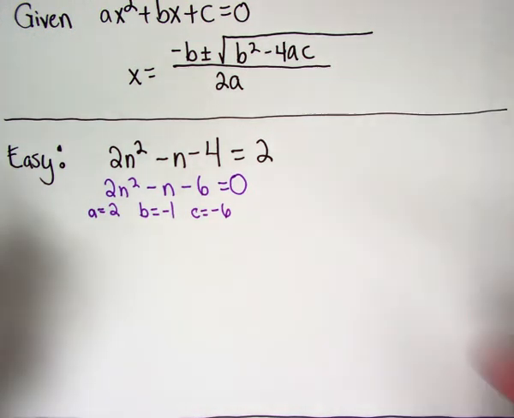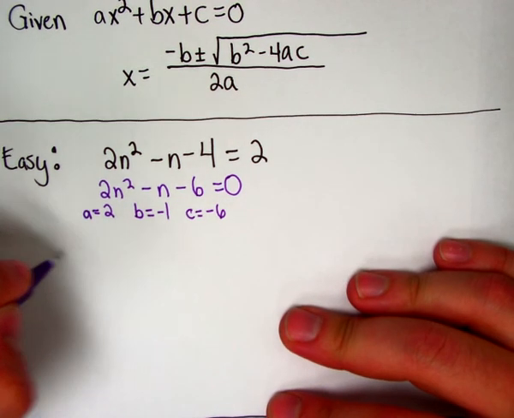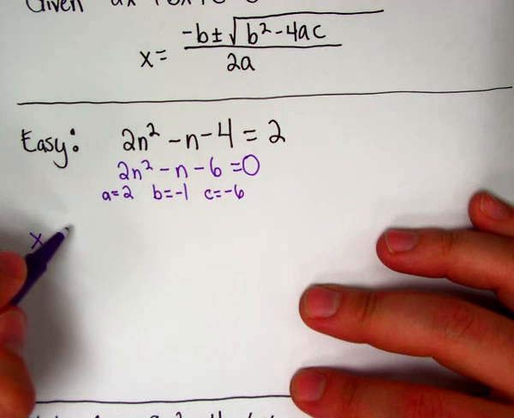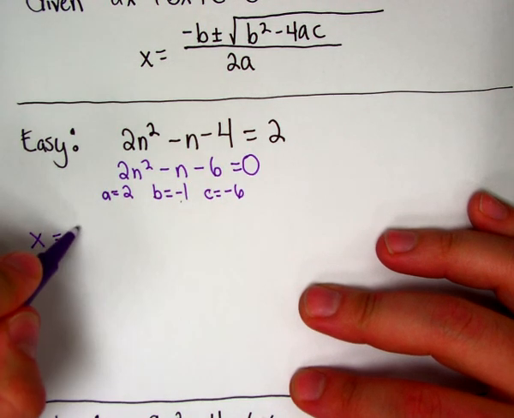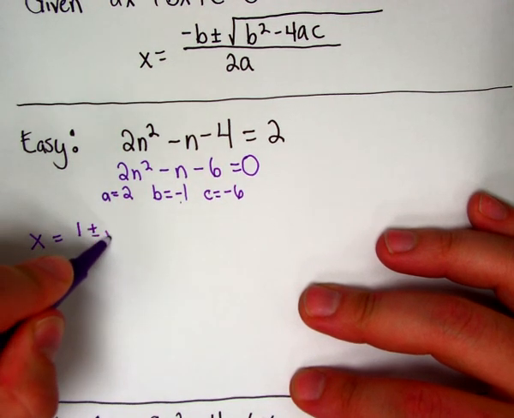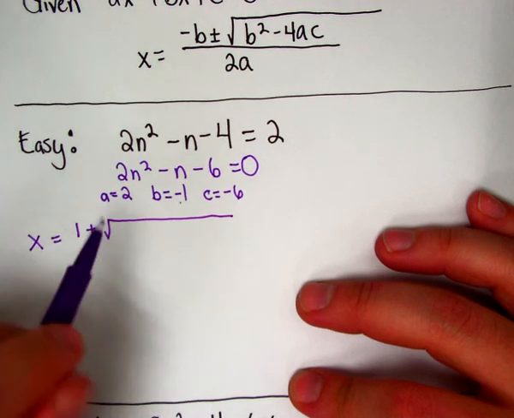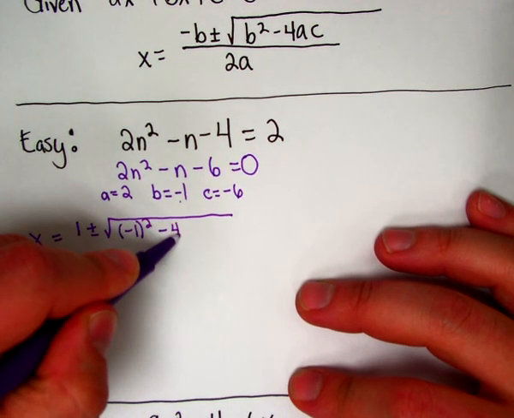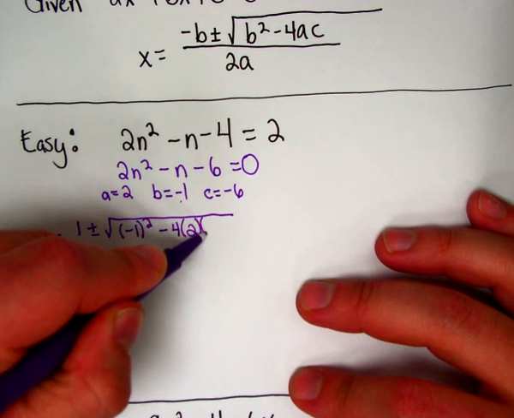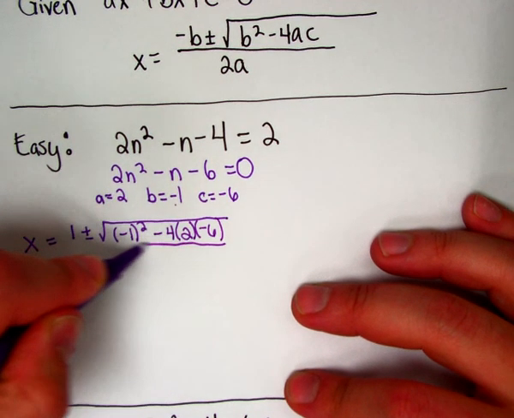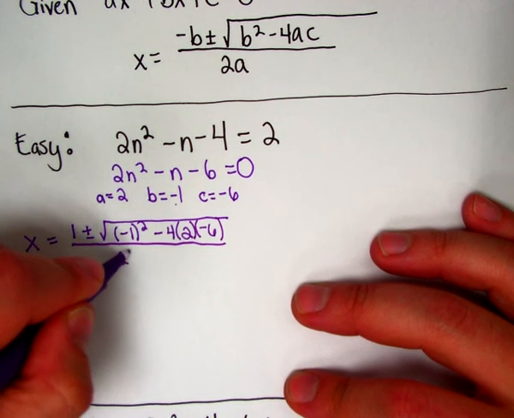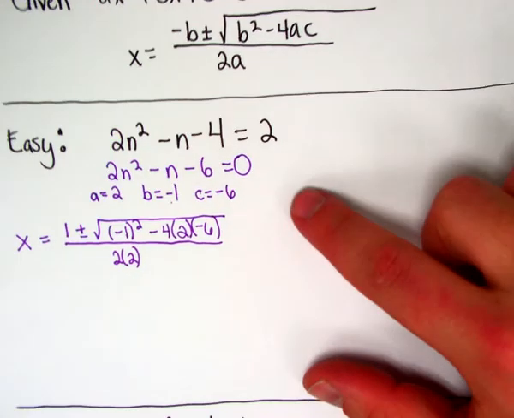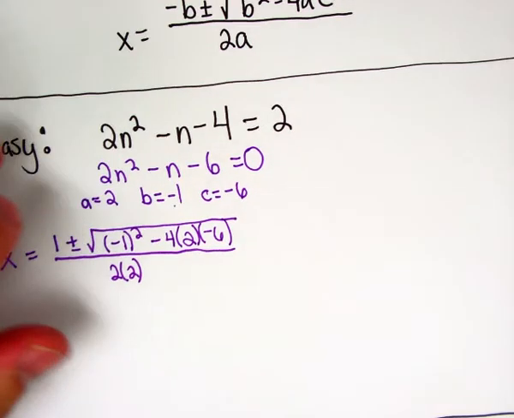Use these values within our quadratic formula. So starting off, we're going to have x equals opposite of b. Since b is negative 1, we're going to have positive 1 plus or minus the square root of b squared, which is going to be negative 1 squared, minus 4 times a times c all over 2 times a, which is 2 times 2. Again, that's just simple substitution of putting our a, b, and c values into the problem.